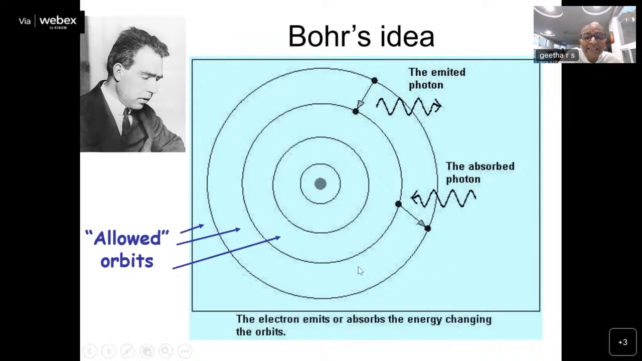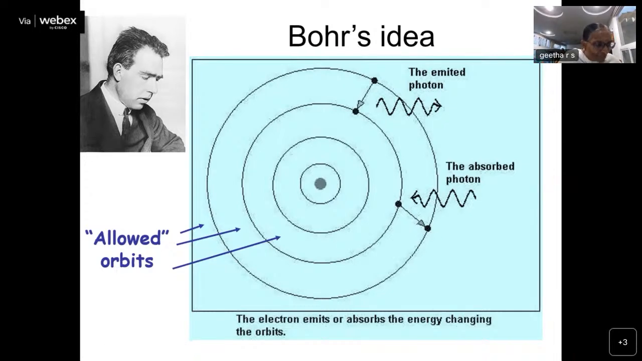So you can see that these are all the allowed orbits. That means the electron can be here. Suppose it is in a higher energy state. This is the ground state, and these are the excited states, all of them. And when it comes from one allowed orbit to another, the light is emitted. By absorbing light, it will go up.